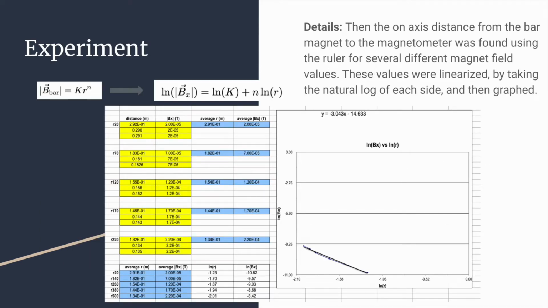First, we had to orient the phone so that the x component of the magnetic field was 0, ensuring that the Earth's magnetic field did not interfere at all with our reading for the on-axis magnetic field of the bar magnet. Then the on-axis distance from the bar magnet to the magnetometer was found using the ruler for several different magnetic field values. These values were then linearized by taking the natural log of each side and then graphed.